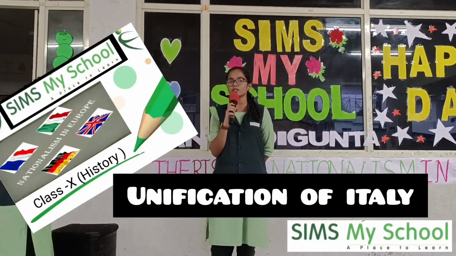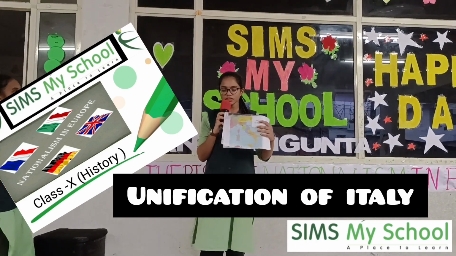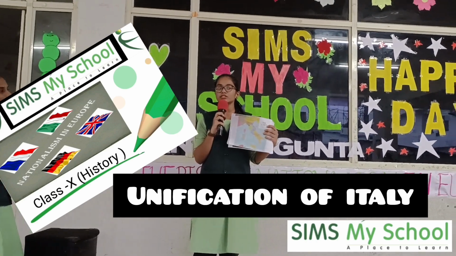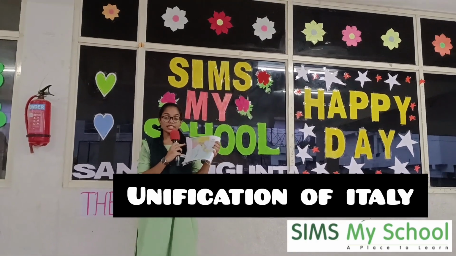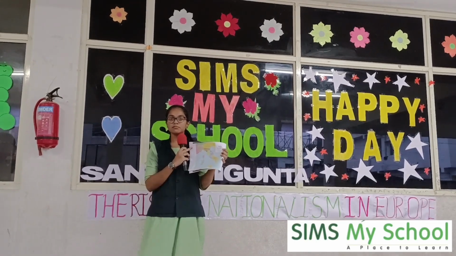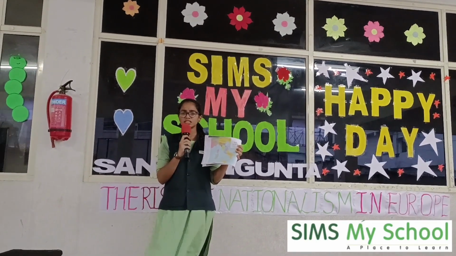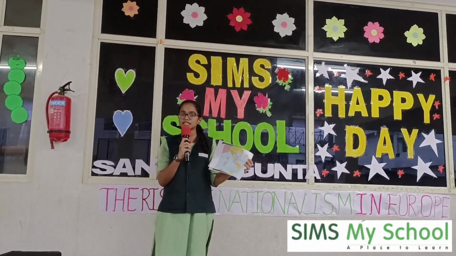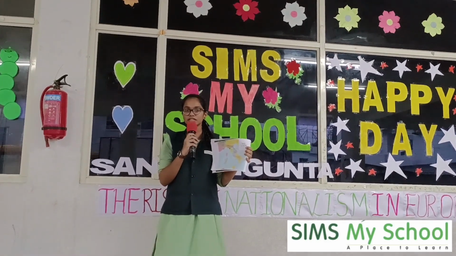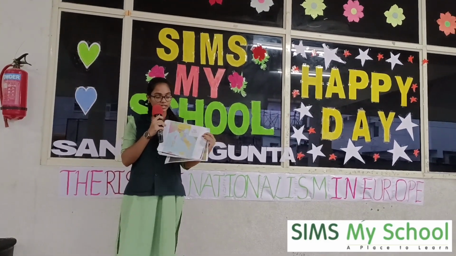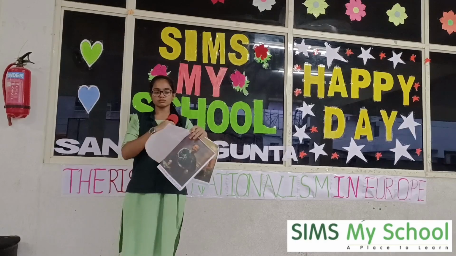Now I am going to talk about the unification of Italy. So this is Italy before revolution and unification. It contains 7 states. One of the states, named Sardinia, is the only state which practices the Italian culture, tradition and everything. It is ruled by King Victor Emmanuel II.